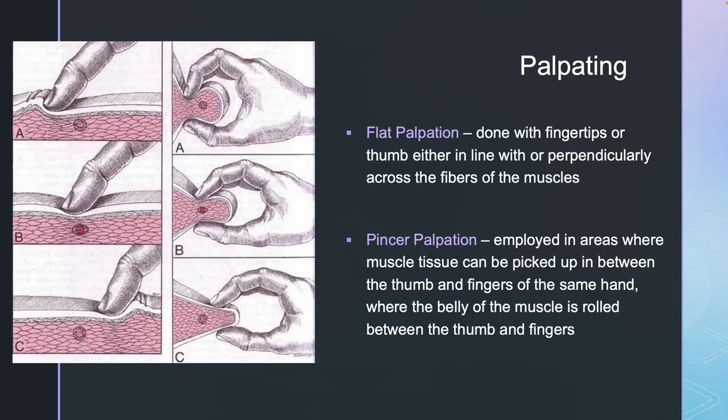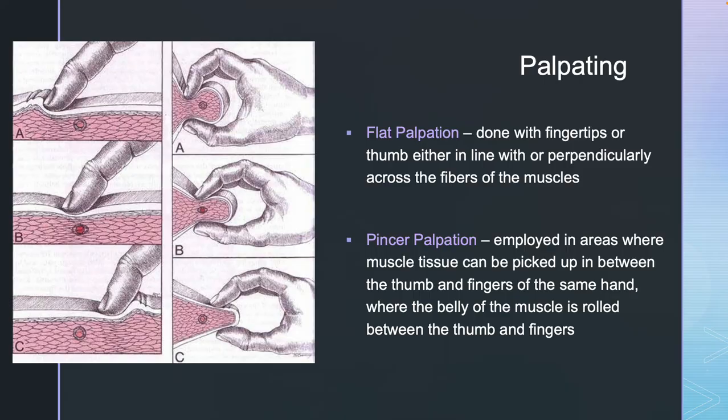So typically, you are going across the muscle to feel. Pincer, on the other hand, would be literally trying to pinch it. A good spot where you can do this is the trapezius muscle. A lot of times you can literally pinch that bad boy and try to find knots that way. But most people are going to do the flat palpation in most areas.